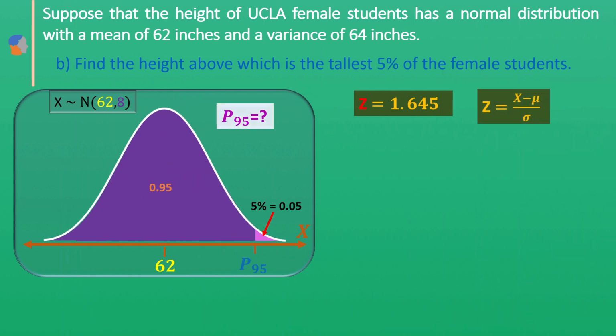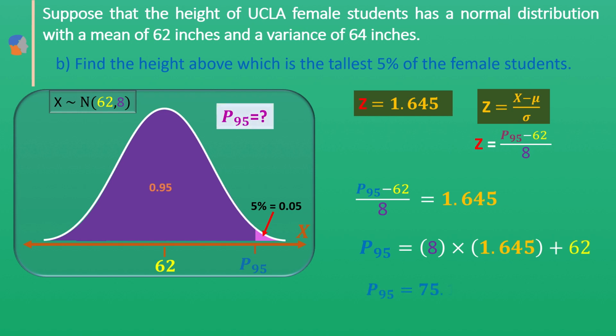Then we need to convert P95, that is the x value, to the z value using the formula x minus mu over sigma. Here x is P95, mu and sigma are known, so you can find the z value. Now these two z values must be the same, right? One is from the table, the other one is from the z formula. So we can make them equal, then solve for P95. Again, this is the 95th percentile, that is 75.16. So that is the answer for part B.